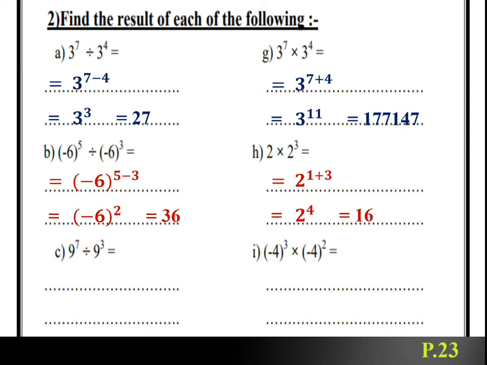Letter C. We have same bases and we have division sign. So I will subtract the powers. I will write just one base with 7 minus 3 in the power place. It will be 9 power 7 minus 3. 7 minus 3 equals 4. So the next step will be 9 power 4, which is equal 6,561.